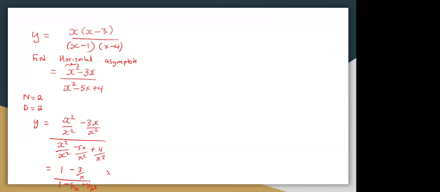Then you say that for this case, our x is equal to infinity. So 3 divided by infinity is 0, 5 divided by infinity is 0, 4 divided by infinity is 0. So you end up with y equals 1. That is what I wanted to bring to your attention. And members, always look, there are times whereby it's not always a 1.